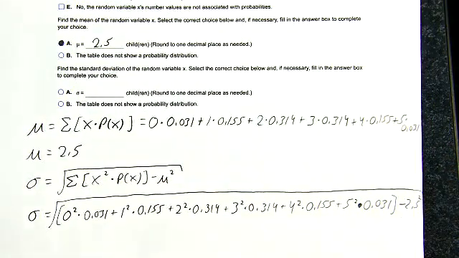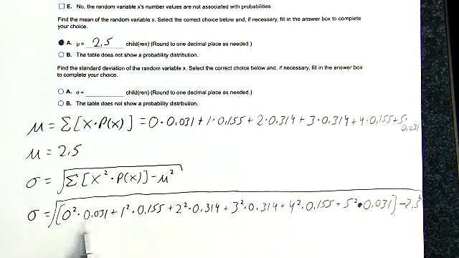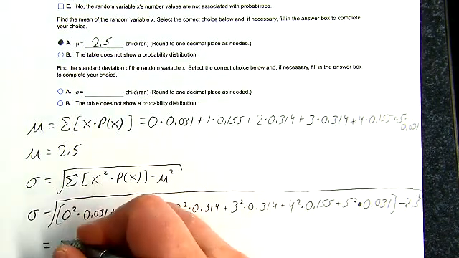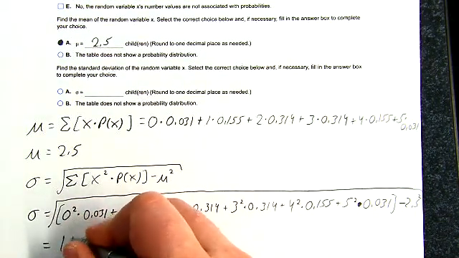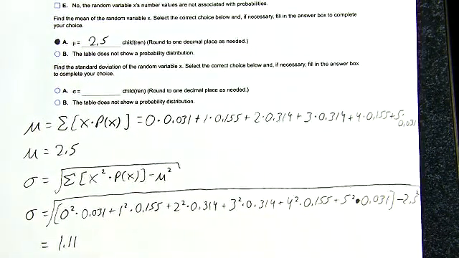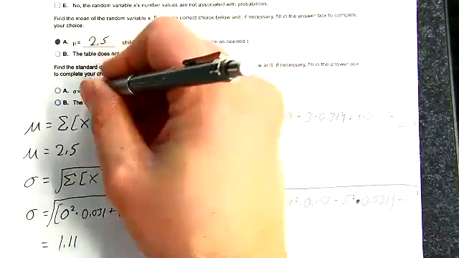You would definitely want to do this in steps, right? So get this number first, then get this number, then subtract them, then square root them. What you'd end up with is, if you do this correctly, 1.11. And they want you to round to 1 decimal, so we'll call it 1.1.